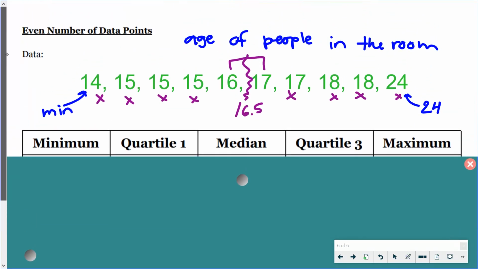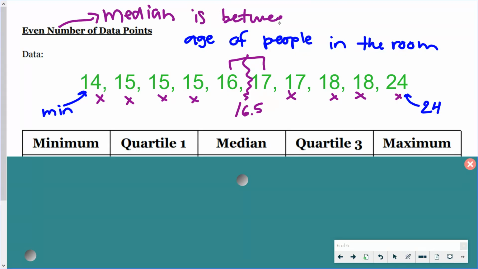So what you will notice is that when you have an even number of data points, the median is between 2 remaining values. Ooh, I wrote that a little goofy. Okay. It's not a value, a data point itself, it's a part in between.